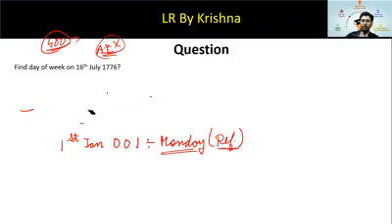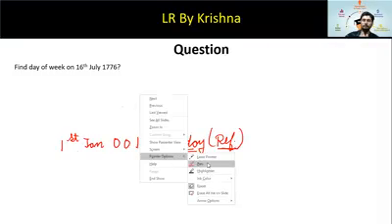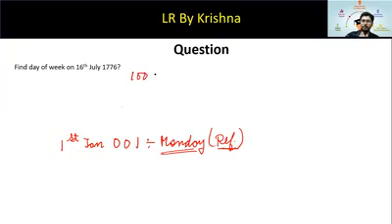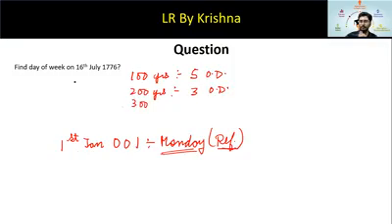So in 200 years, how many odd days, guys? If in 100 years there are 5 odd days, in 200 years how many odd days? But apply the remainder concept now. 100 years is 5, 200 will be what? 5 into 2, 10, divided by 7, which is 3 odd days. Correct? Yeah, just the remainder concept. Simple remainder concept. Nothing else.